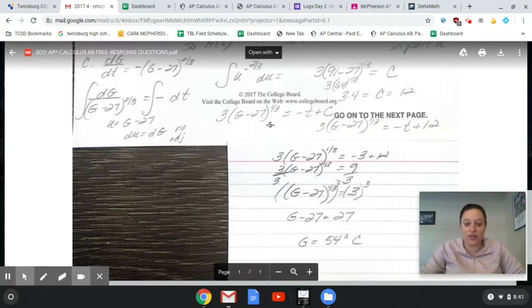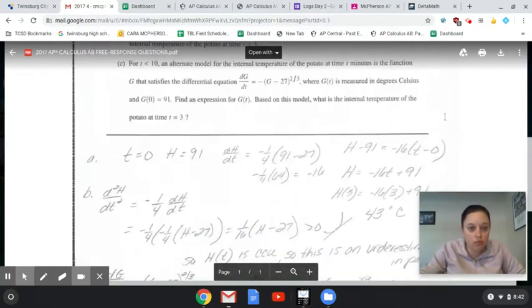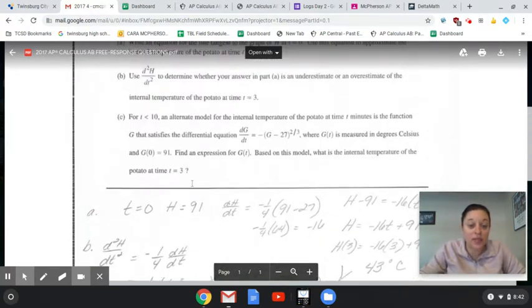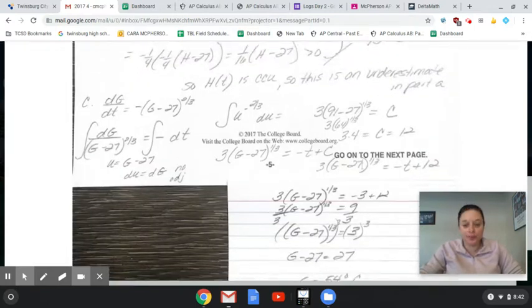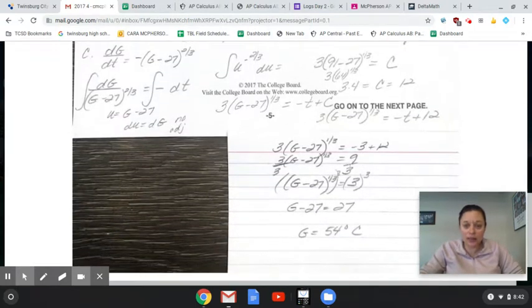Finally, the last thing you have to do is use that to figure out what happens at your initial condition, which was what happens when T is 3. So I was solving for G and I plugged in 3 for time. So I put the 3 here. So negative 3 plus 12 is 9. I divided both sides by 3 to get rid of that 3 in front.